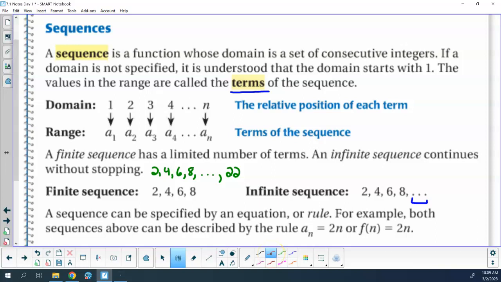So if a sequence has a pattern, that pattern is called the rule. That pattern that the numbers all are aligned to is called the rule. Now you can write the rule in function notation.